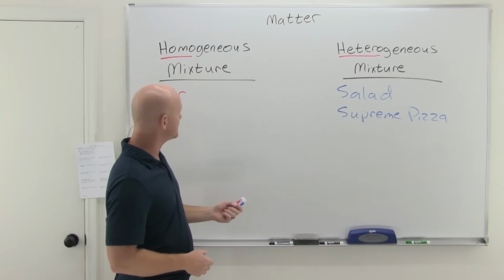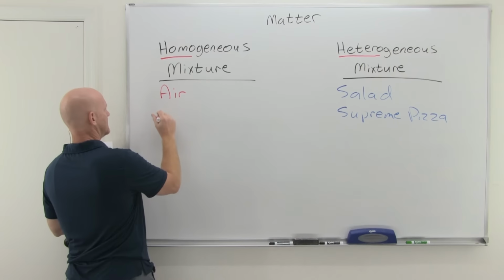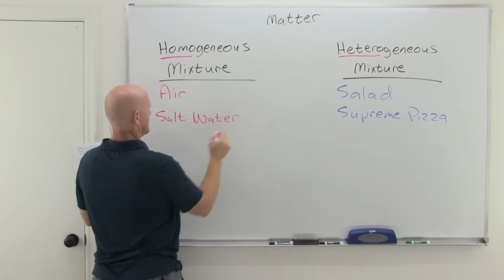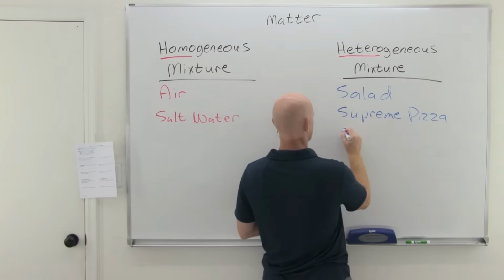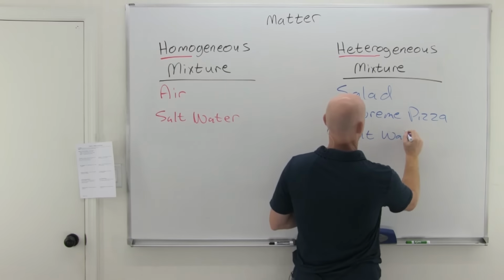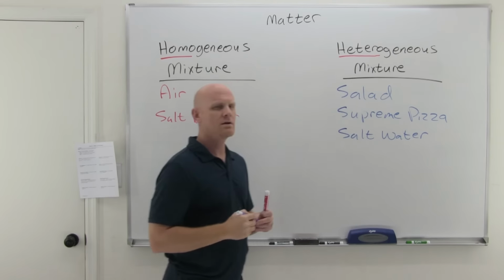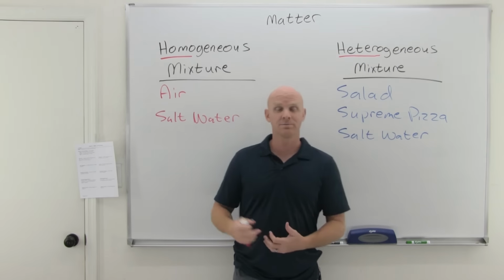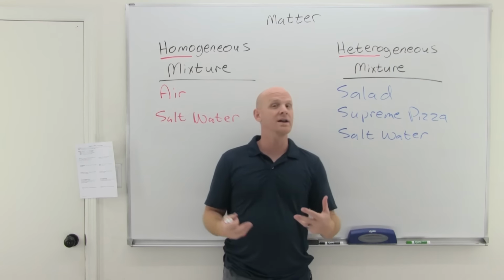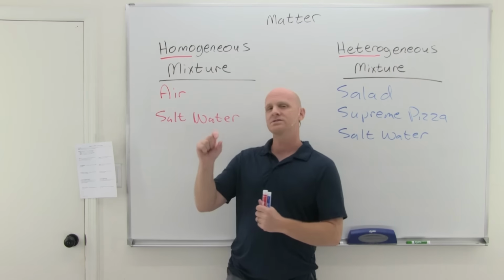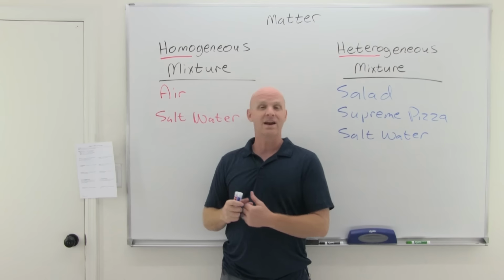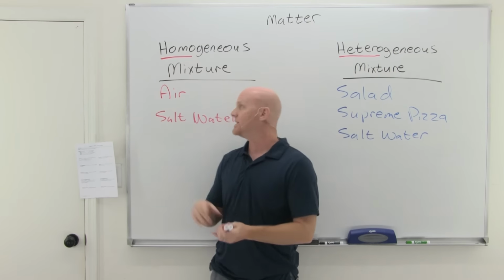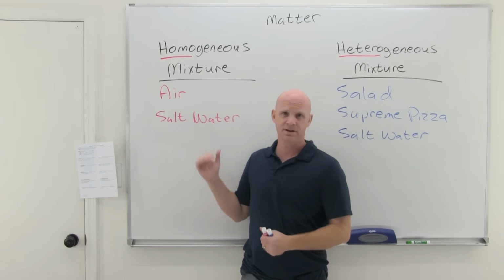Here's going to be a little bit strange. We're going to put salt water up here, and then we're going to put salt water over here as well. And this is about to get a little confusing. It turns out salt water could be homogeneous or heterogeneous depending on the situation. Let's say I took a pinch of salt and dissolved it in water, and it all dissolves. Well, when it all dissolves, it will spread out uniformly throughout the entire solution, in which case it would be a homogeneous mixture.